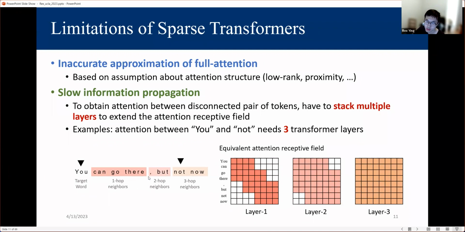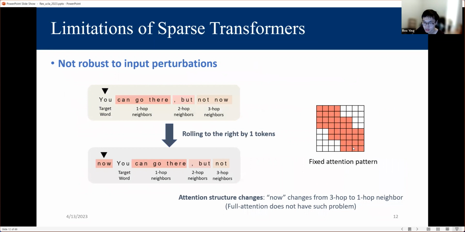In this case, we need 3 hops to attend from the first token to the last token. And as you can see, this is a limitation because if we make this sparse attention really sparse, then the number of hops that you need to pay attention to words that are far away has to increase, right? So that's an undesirable property.